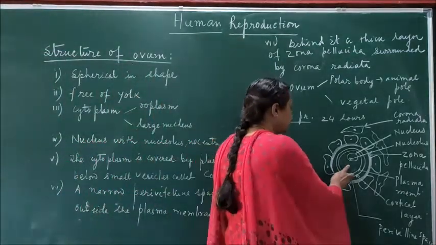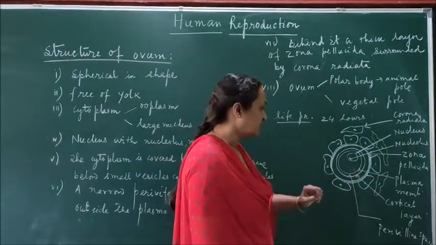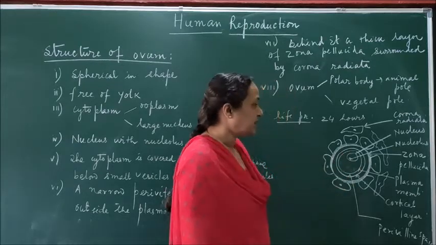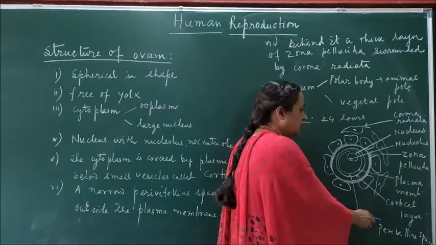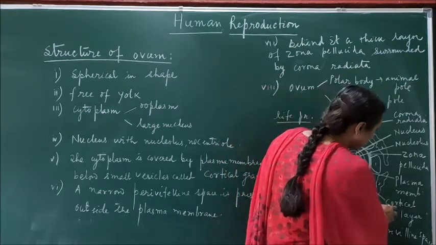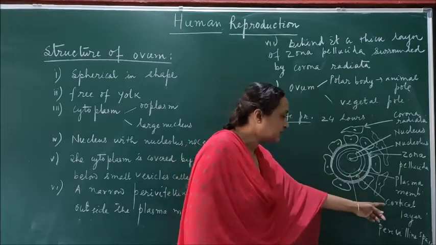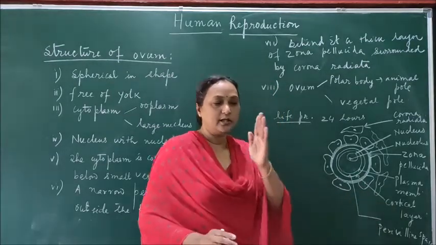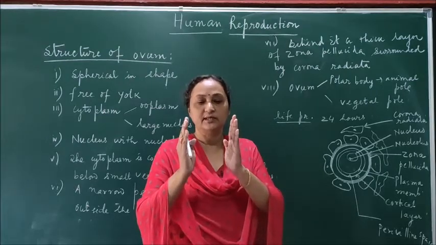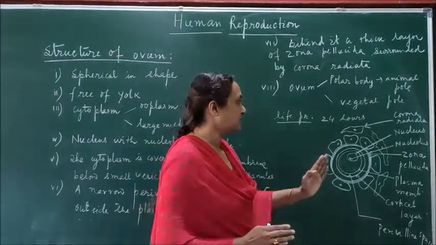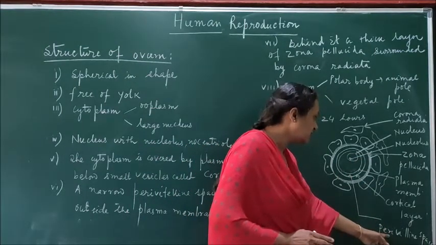Inside the cytoplasm there is a large nucleus, and inside the nucleus there is another nucleolus. It is surrounded by the plasma membrane. Surrounding the plasma membrane there is another layer, which is called the cortical layer, because granular cells are present here. In between the plasma membrane and the cortical layer there is a space, and that space is called the perivitelline space.